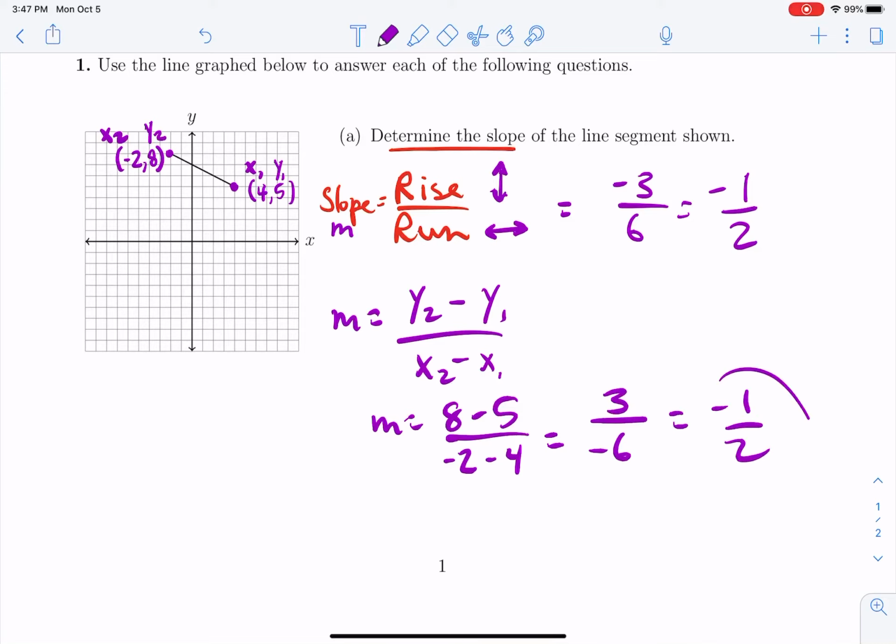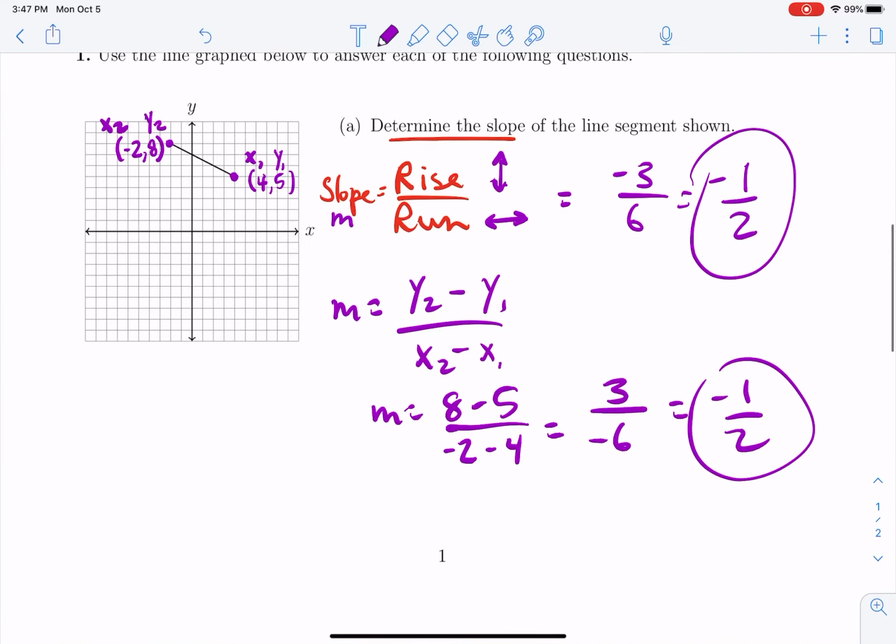So either way, we end up with the same slope. What you choose as x2 and y2 and x1 and y1 doesn't really matter. It's a little bit interchangeable. You'll get the same result.